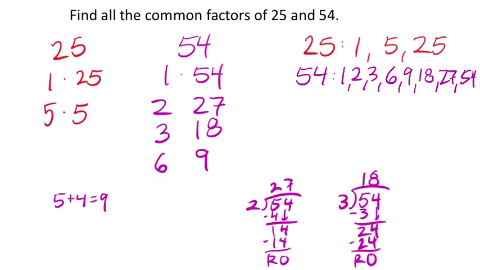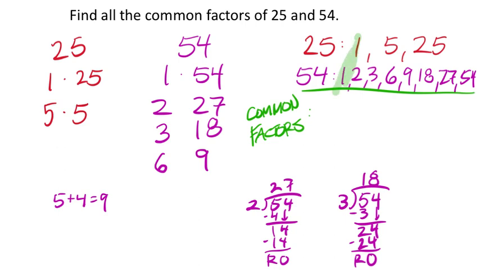So, is there any common factors? There is. It just happens to be the identity, which is 1. And that's all I can see. There was only 3 factors for 25. There's no 5 listed in here or 25. So 1 is the only common factor between these numbers.